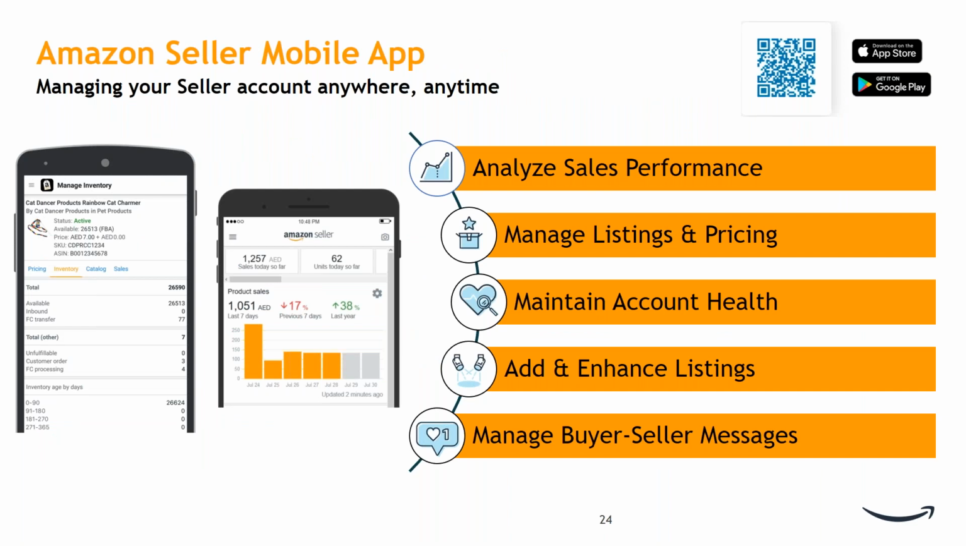Seller Central is of course available on our website, or you can download the Amazon Seller mobile app. It's available on both the Apple App Store and the Google Play Store. You can use it the same as using the website. You can analyze your sales performance, manage listing and pricing, maintain the account health, add and enhance the listings, and of course, manage your buyer-seller messages.